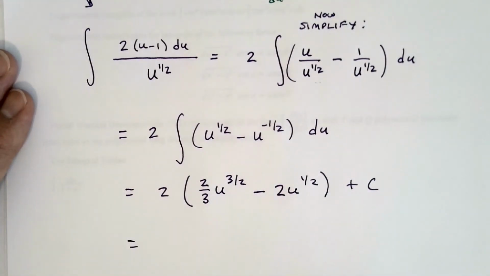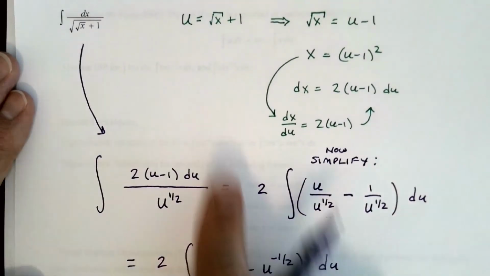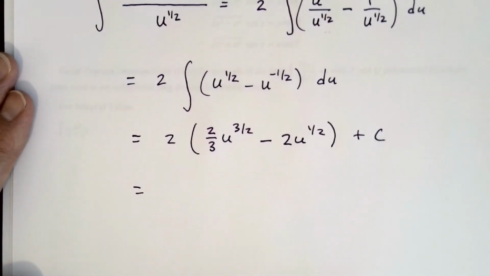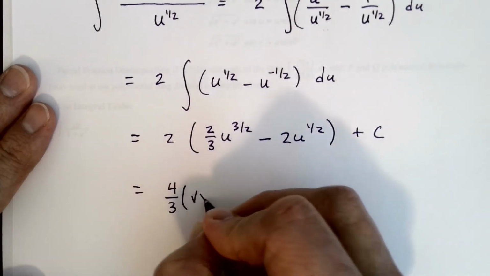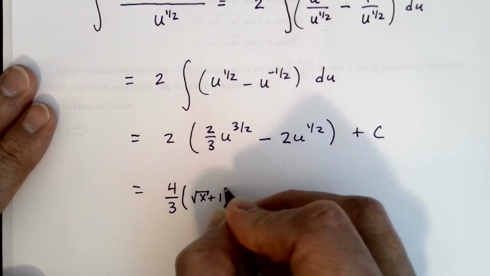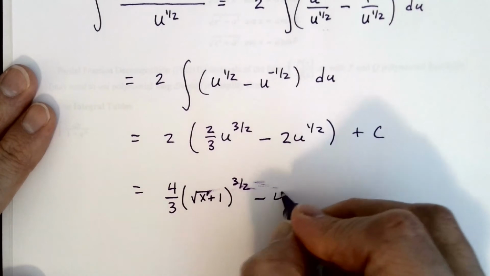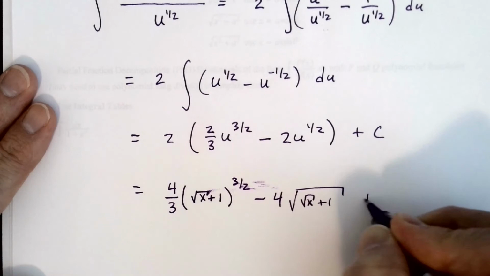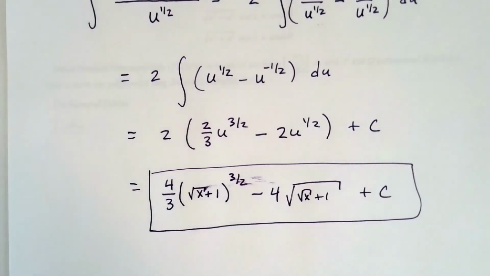Distribute that 2 and go back to the original variable. Remember, our original variable u was equal to what? Go all the way back. Square root of x plus 1. Two times 2 is 4/3. 2 times 2 is 4. And then square root of x plus 1, or to the 1/2 power. Okay. So that required a little bit extra work, if you will.